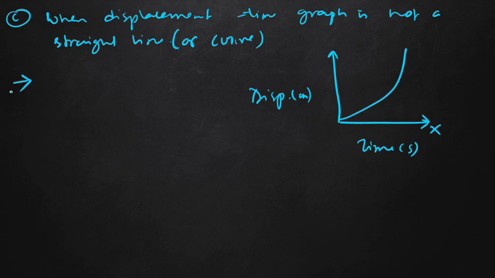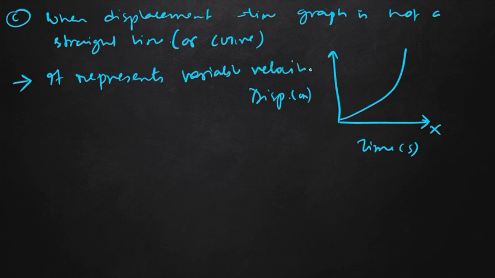So what will be the answer? It represents variable velocity of a moving body. So a question may ask about any of these three graphs. We have discussed the three graphs regarding the displacement-time graph.